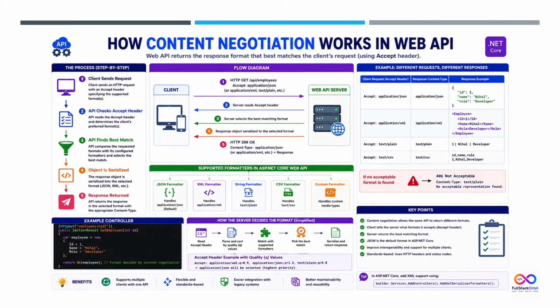And we have scenario 5, unsupported format. Suppose the client requests a format that the server does not support. For example, accept colon application slash PDF, but the API supports only JSON and XML. In that case, the server returns 406 not acceptable. This means the requested representation is not available.